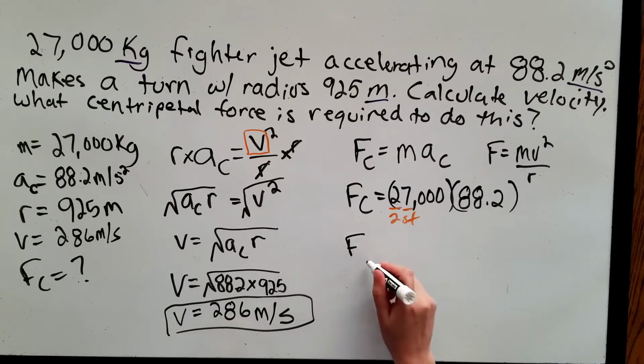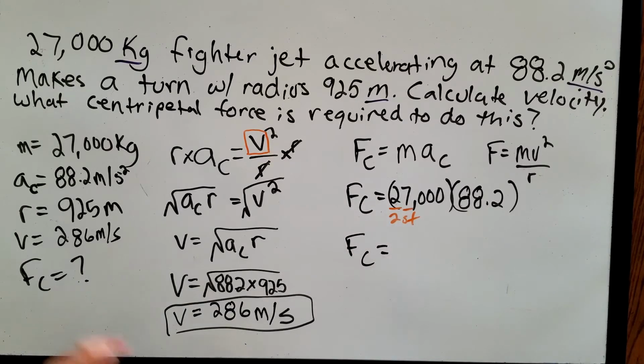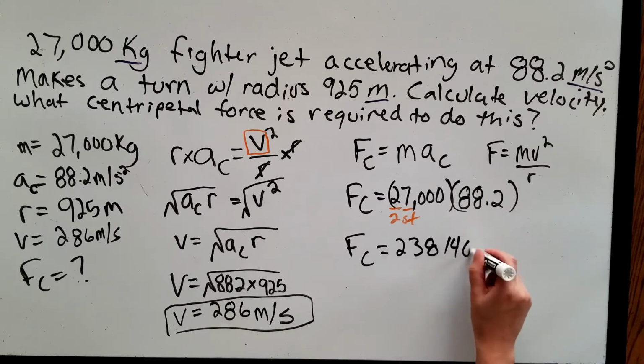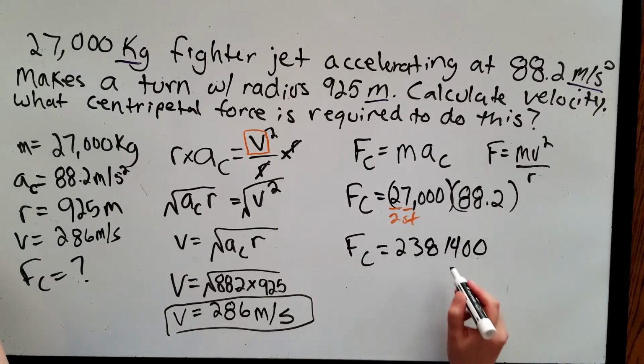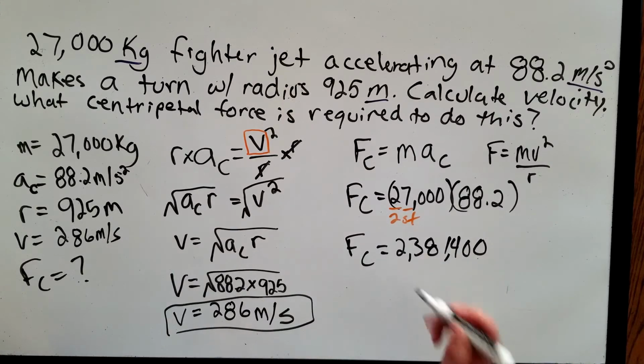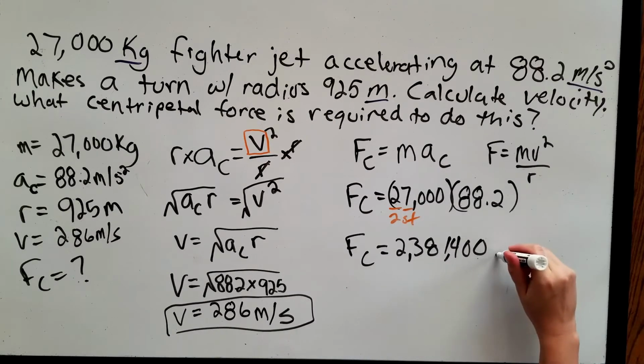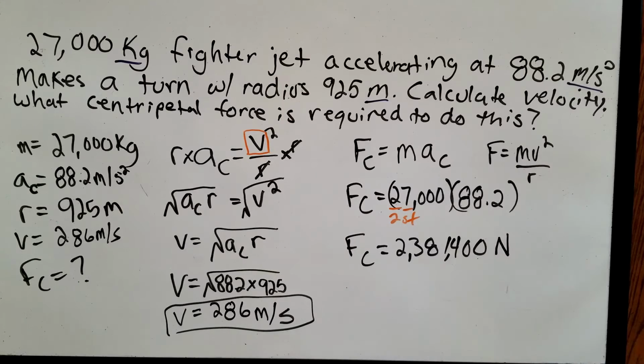So F sub c is going to equal 27,000 times 88.2. We're going to get a big number. 2 million, I think. 2,381,400. So yes, it is 2 million. 2 million what? What's the units? Newtons, after Sir Isaac Newton himself.